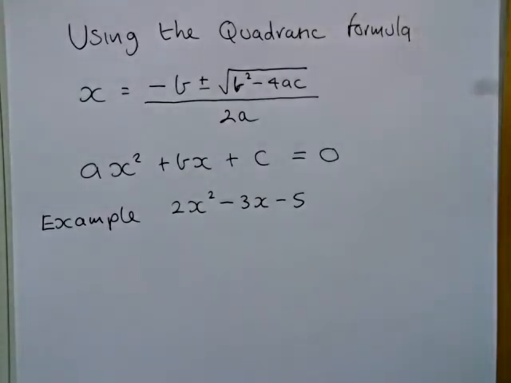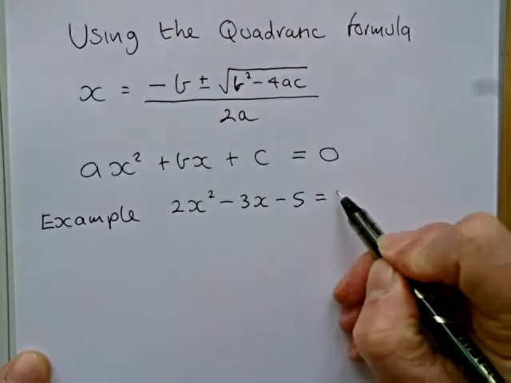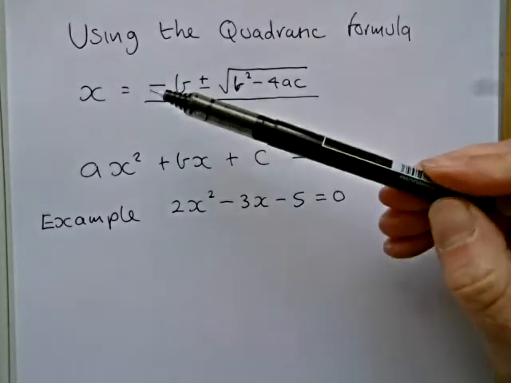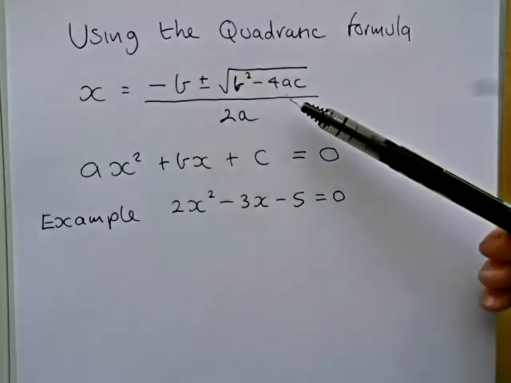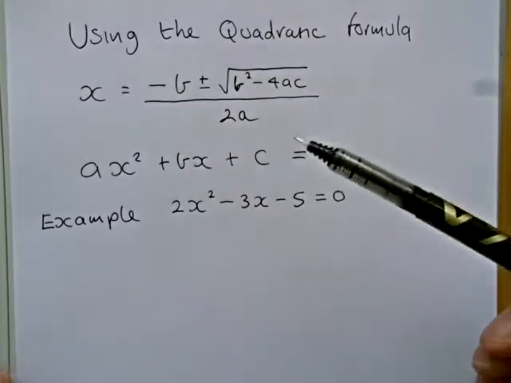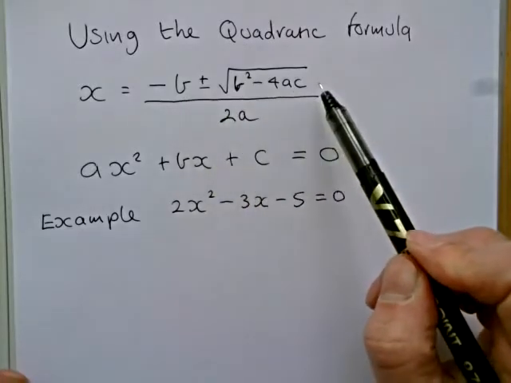Right, in this video I'm going to show you how to use the quadratic formula to solve the equation 2x squared minus 3x minus 5 equals 0. So we have what is quite a complicated looking formula, but we'll break it down and make it seem easier than it first looks. To start with, we can see the formula involves b's, a's and c's.